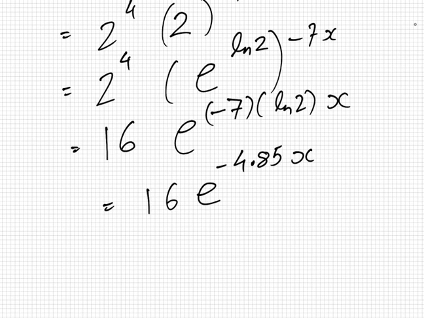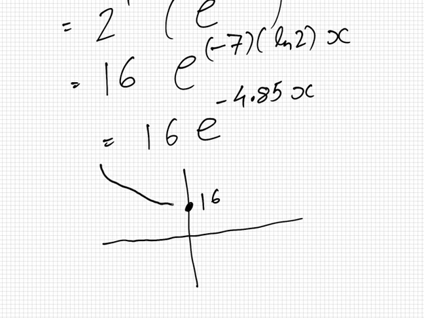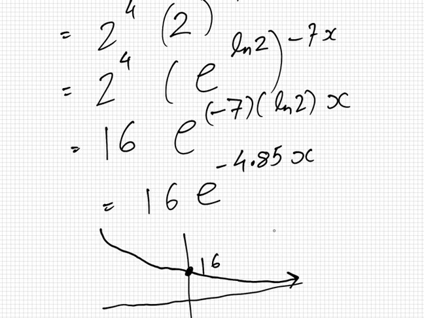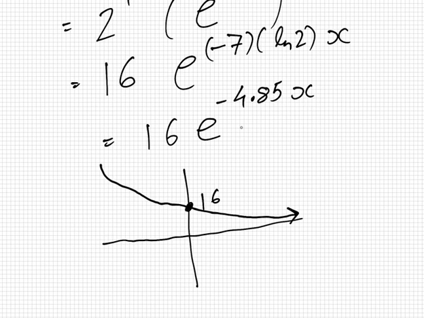Another reason this is useful is you know what the graph of this looks like. So you could now graph this. Here is 16, and is it increasing or decreasing? Decreasing. Like that. But it's not so clear from this question what the graph looks like. But when you rewrite it like this, it is clear. So that's one use.